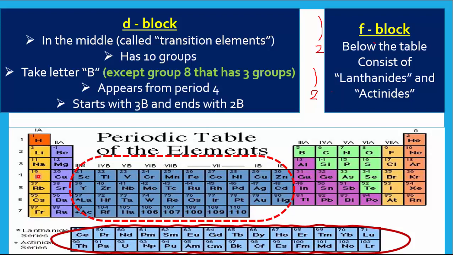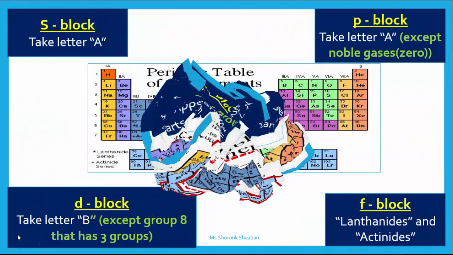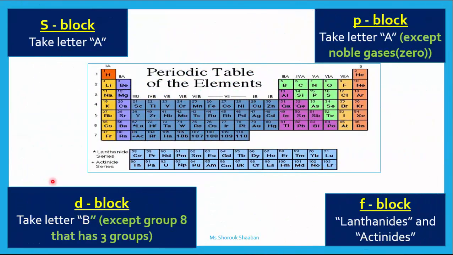Let's summarize all of them here. So again, we have 4 blocks. S block, in the left side, takes letter A. P block, in the right side, takes the letter A, except 0 group. D block, in the middle, takes the letter B, except group 8. F block, below the periodic table, and they are lanthanides and actinides.